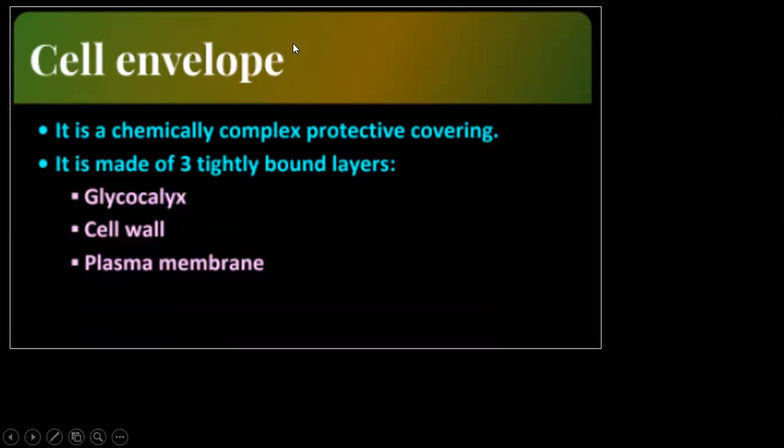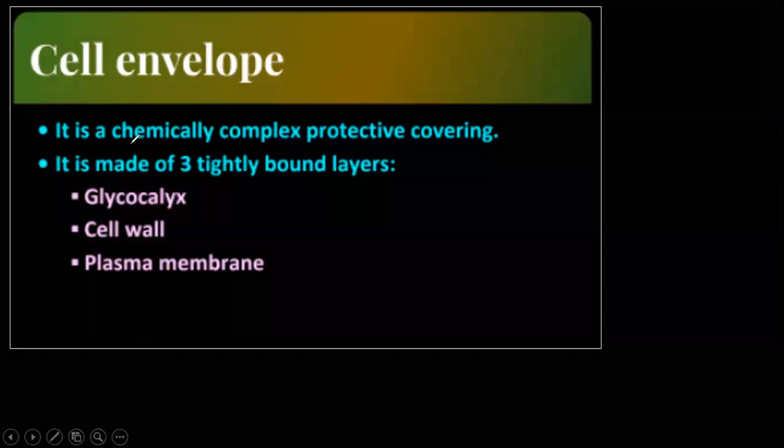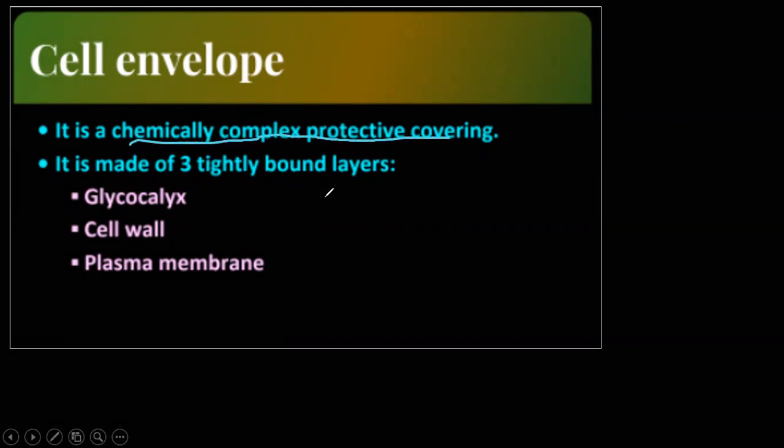Cell envelope. Cell envelope is a chemically complex protective covering. It is composed of tightly bound three layers: glycocalyx, cell wall, and plasma membrane. Glycocalyx, cell wall, and plasma membrane. So we have to learn all these layers in detail because it is important from the exam point of view.